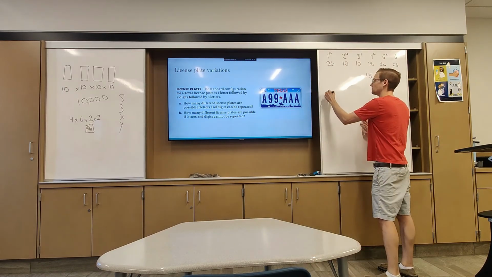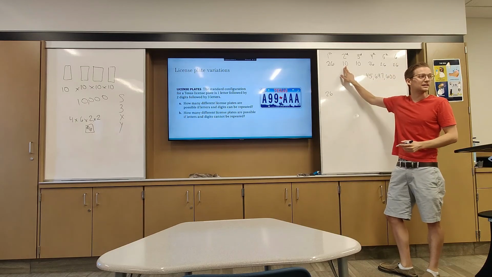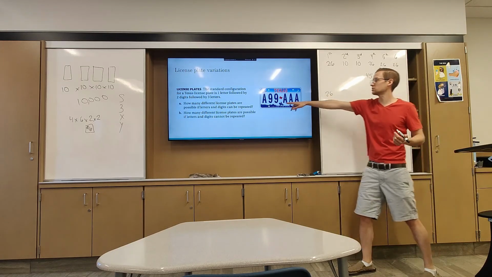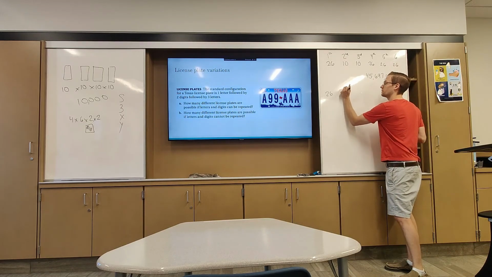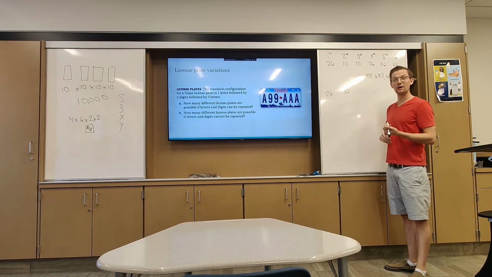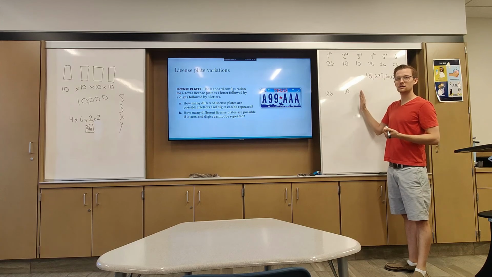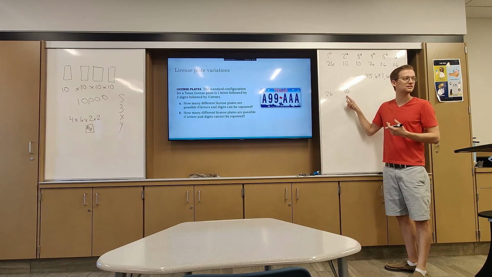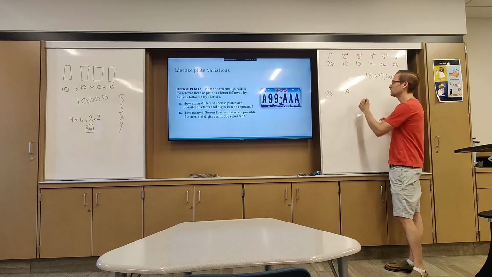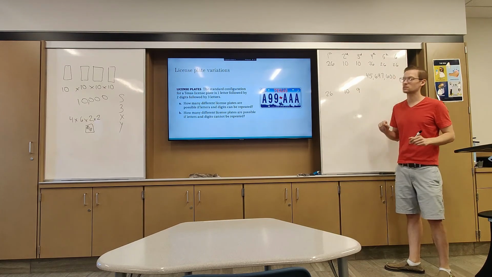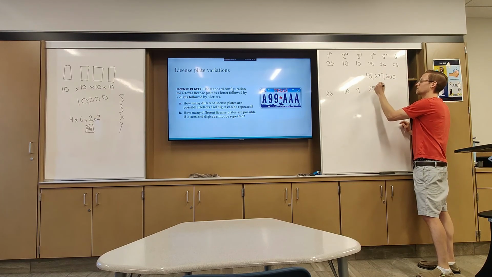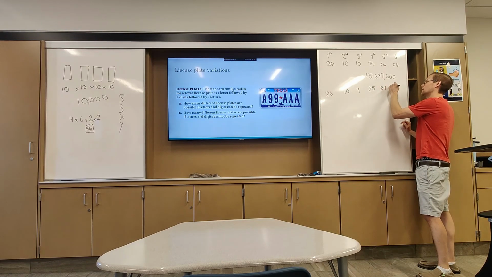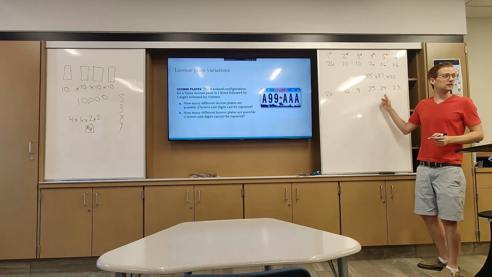10, then 9. You're in your second space. How many options do you have? You still have all of your digits available, so the number of options is 10. However, in the third spot, you only have 9 options because you can't use whatever was in the second spot. And then 25 options in the fourth, and then 24, and 23. These are your options.